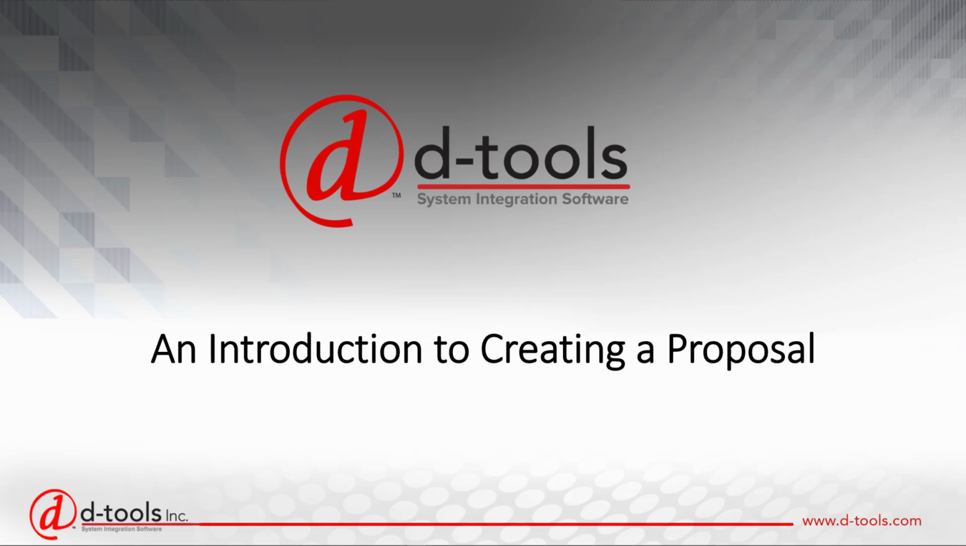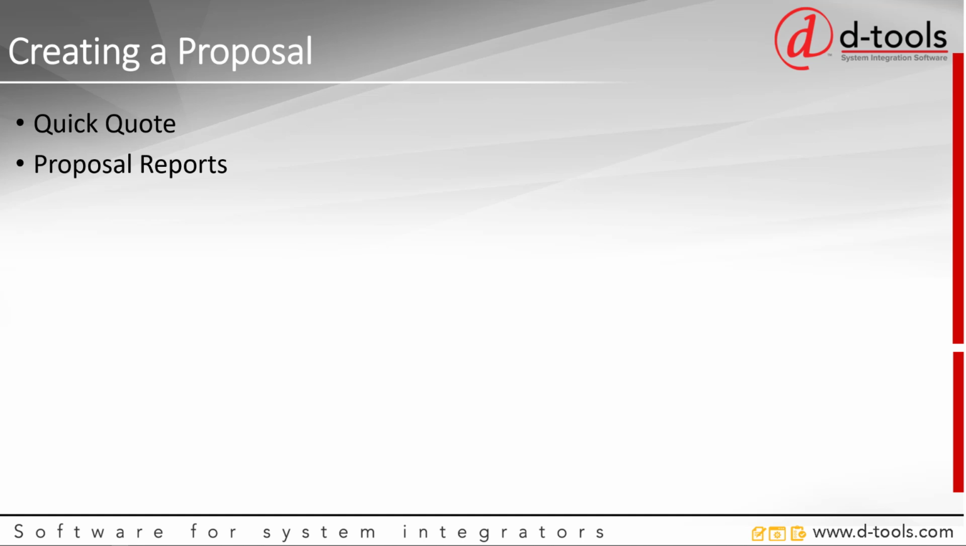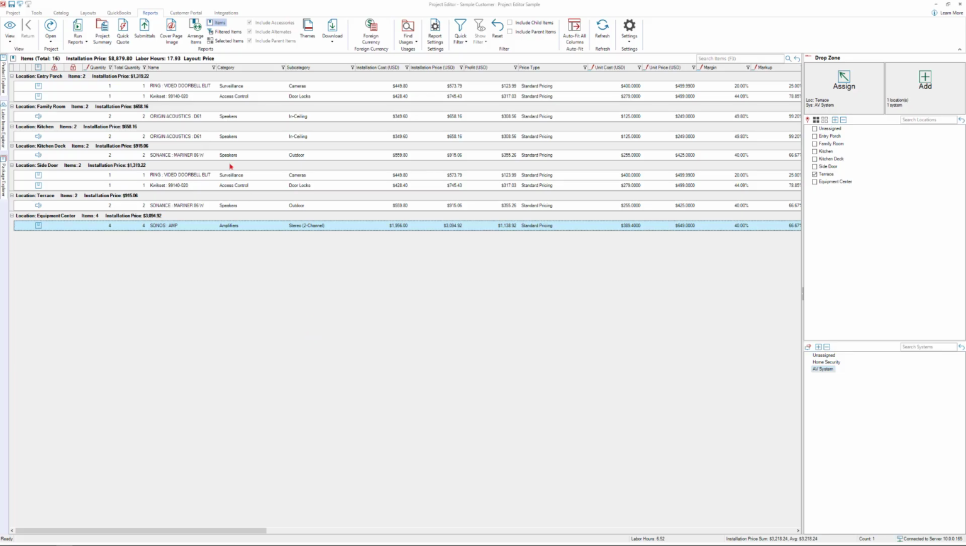In this video, I'll introduce you to creating a proposal. In our last topic, we'll take a look at two different ways that we can send out a customer-facing document. One is the quick quote, and then we'll also take a look at various proposal reports. Okay, let's go ahead and start with the quick quote.